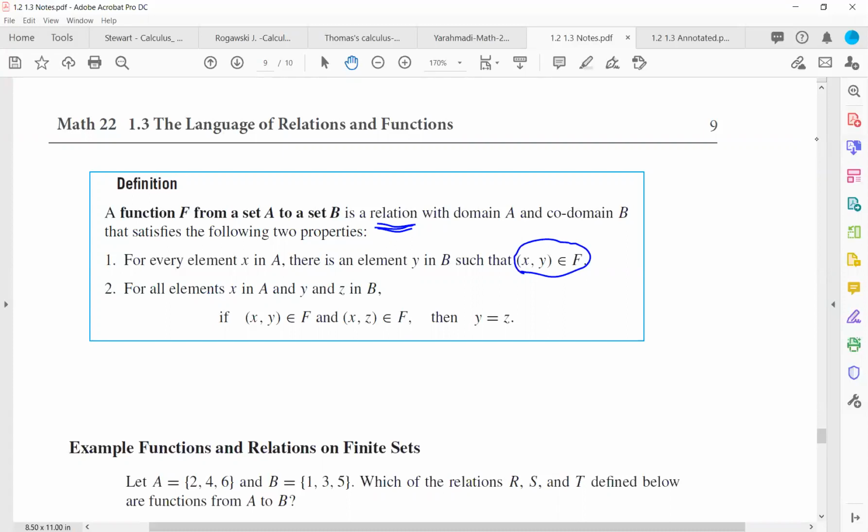Second condition says if you take an element in A in the domain with 2 elements in codomain, y and z, if these 2 points with the same first coordinate are in set F, their second coordinates must be the same. Otherwise, it doesn't pass the vertical line test. So the second condition is nothing but the vertical line test.